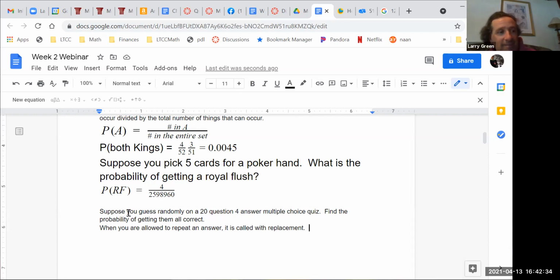Once you've picked the ace of clubs, the next card is not going to be the ace of clubs. It's not possible. But on a multiple choice quiz, if you picked A on the first question, you could pick A in the second. So this is with replacement. And when it's with replacement, it's actually much easier. Because what we can do is, let's do this. We want the probability of all correct.